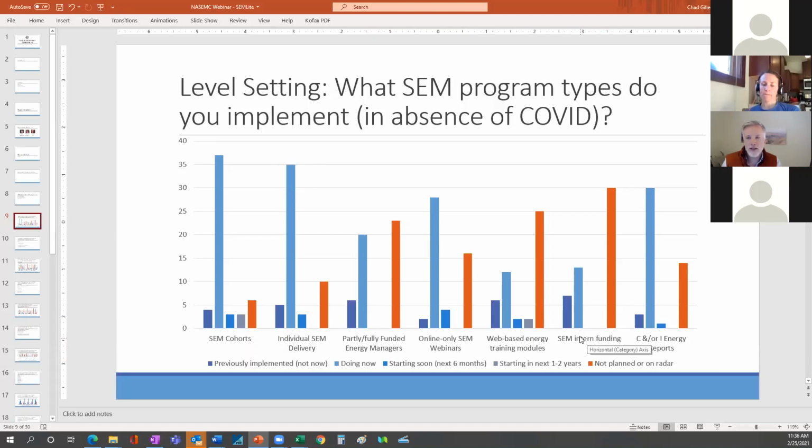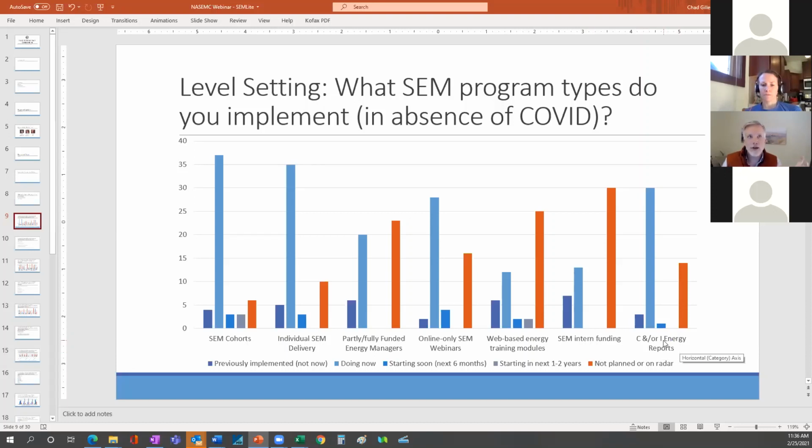Funding for an SEM intern. And then lastly, commercial and/or industrial energy reports. I had a few folks who were saying, what is that? I don't know what that is. I will say I had a hard time finding these now. I know a few years ago there used to be some commercial energy reports. These are kind of like home energy reports, like OPower has, and still has, as I was able to see, since they're bought by Oracle.